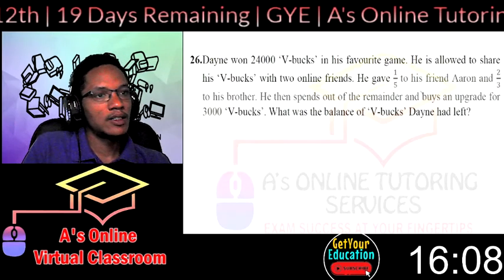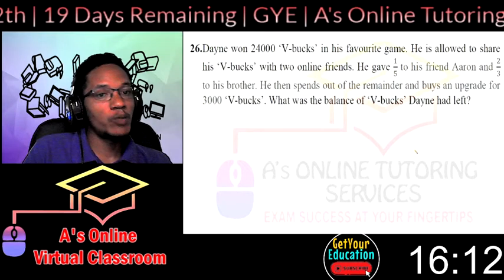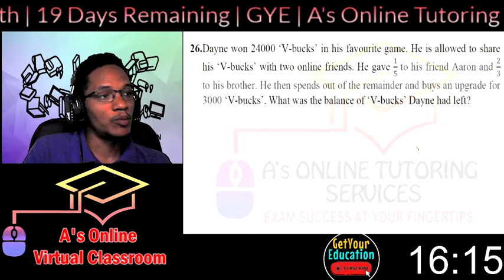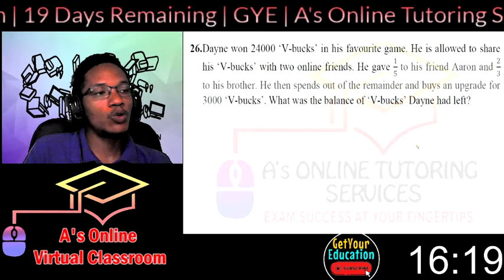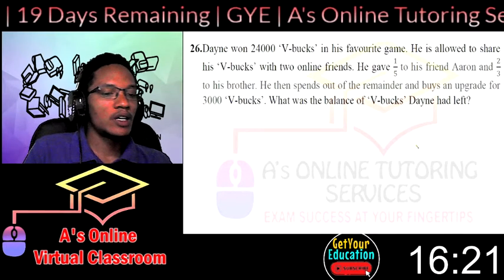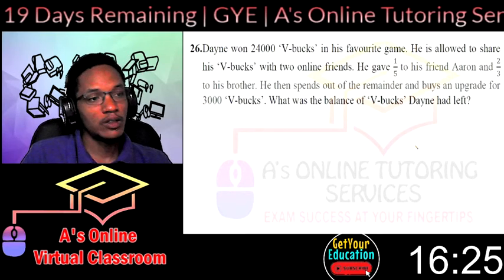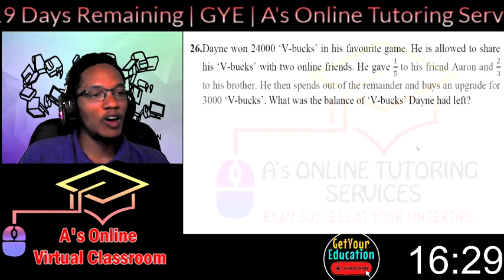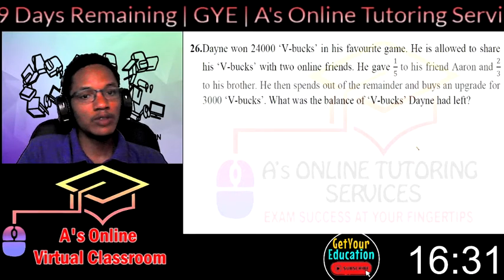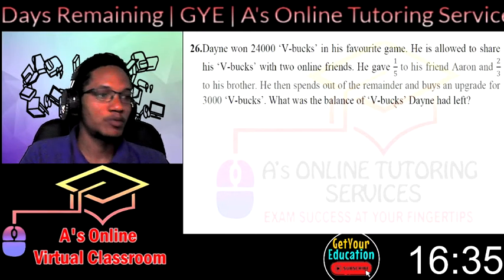Next. Dane won 24,000 V-Bucks in his favorite game. He is allowed to share his V-Bucks with 2 online friends. He gave 1/5 to his friend Aaron and 2/3 to his brother. He then spends out of the remainder and buys an upgrade for 3,000 V-Bucks. What was the balance of V-Bucks Dane had left?